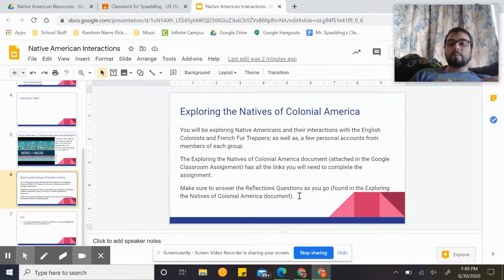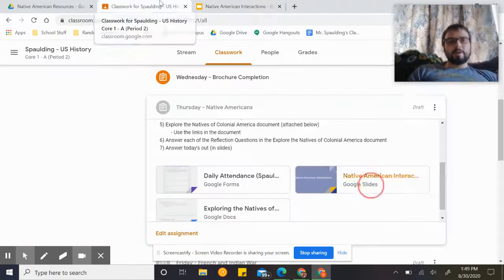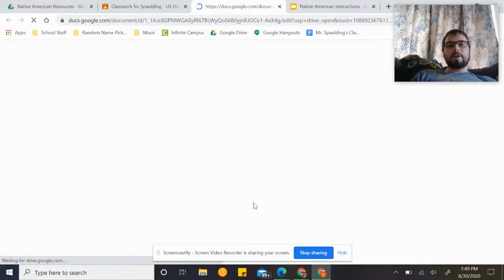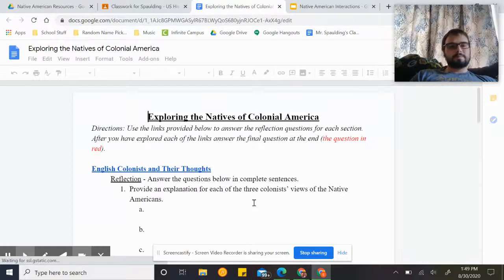And then also make sure to answer the reflection questions as you go. Those are also found in the document. I promise you'll see it as soon as we take a look at it. So let's go ahead and do that. We're going to jump back over to Google Classroom. We're going to open up Exploring the Natives of Colonial America.